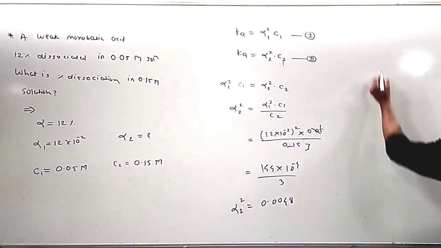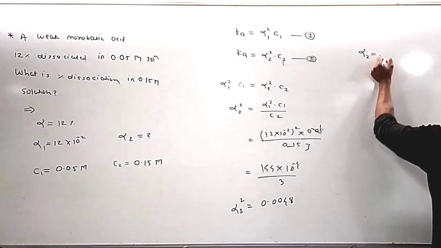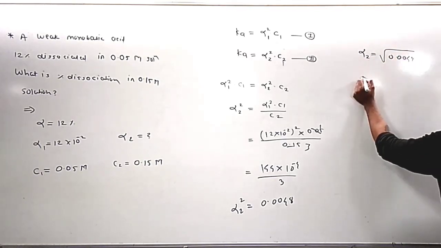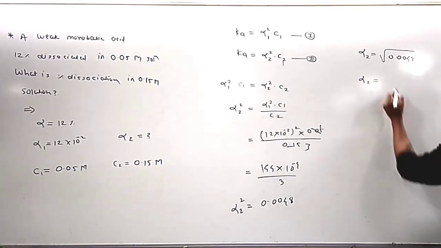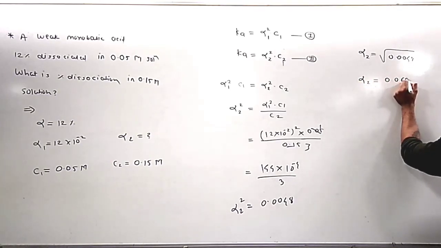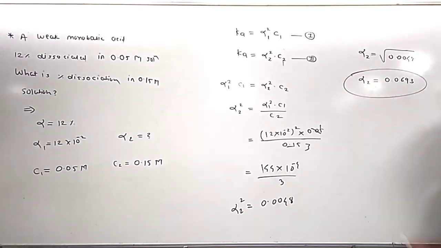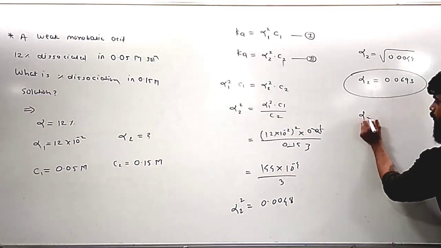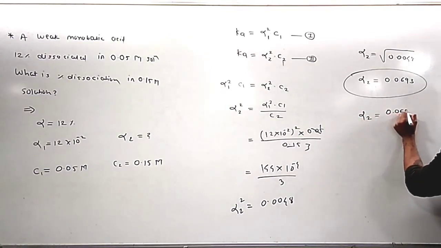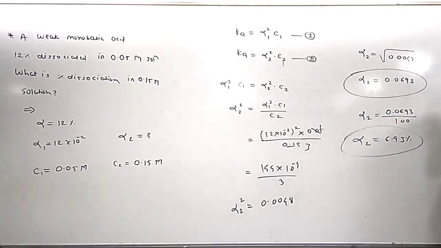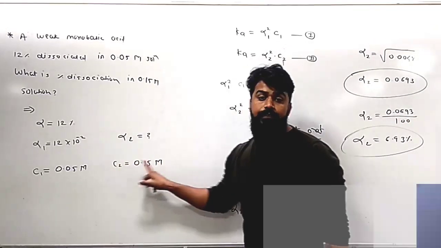Right, we are going to get the square root of the alpha. So alpha 2 is equal to under root of 0.0048. By taking the square root of that, you get alpha 2 is equal to 0.0693. This is the value of alpha. But when you want to calculate alpha in percentage form, alpha 2 is equal to 0.0693 multiplied by 100. So it is equal to 6.93%. This is the value of alpha 2, with the concentration changing from 0.05 to 0.15.